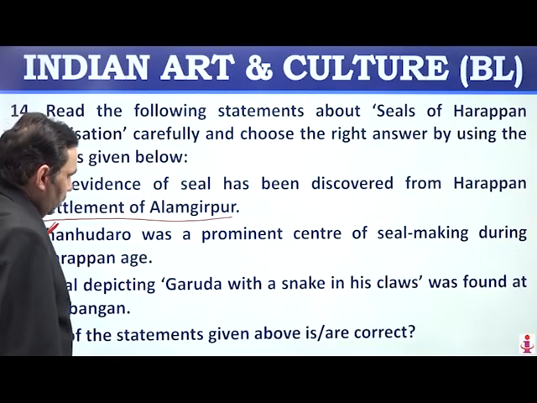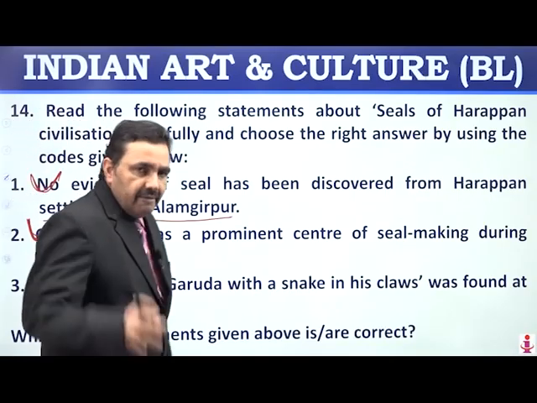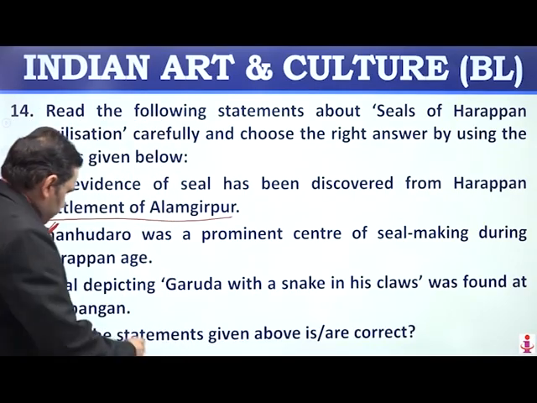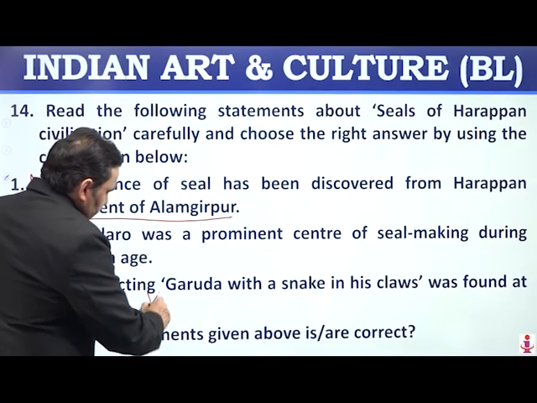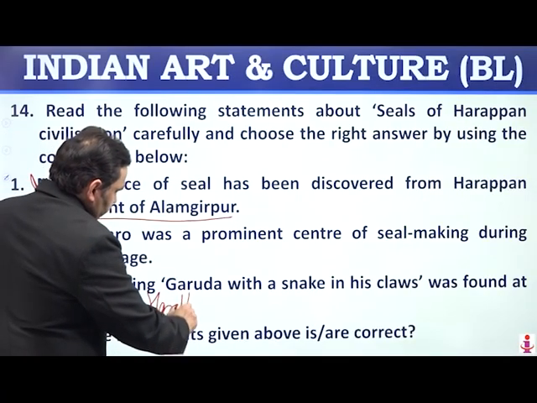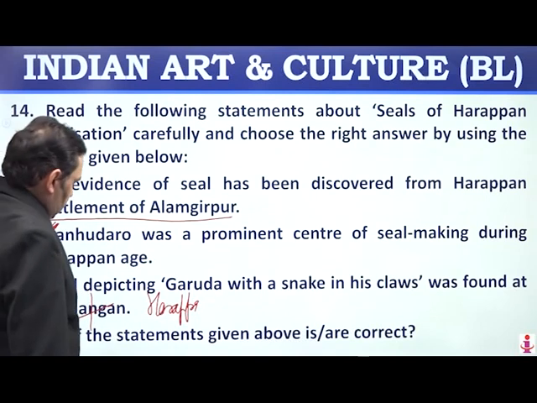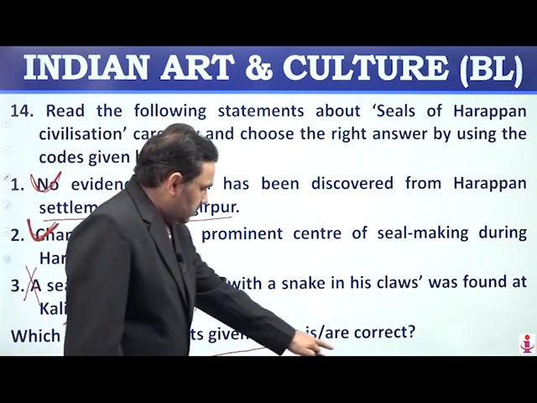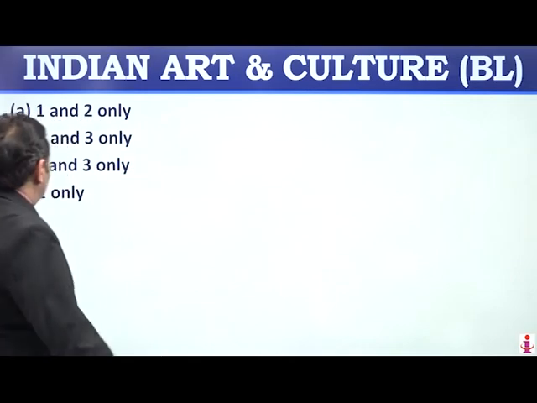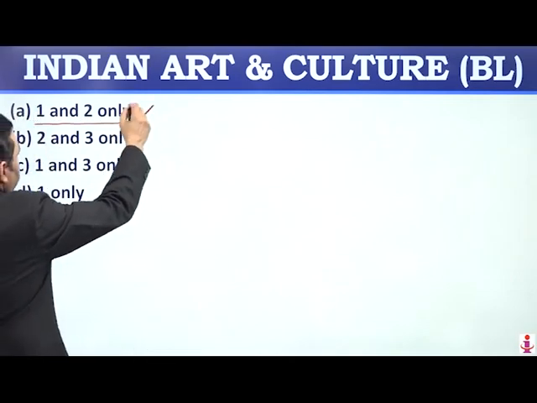A seal depicting Garuda with snake in its claws was found at Harappa, not at Kalibangan. This seal was found at Harappa. So third is wrong, 1 and 2 are correct. You have to choose the correct statements 1 and 2. 1 and 2, option is A.